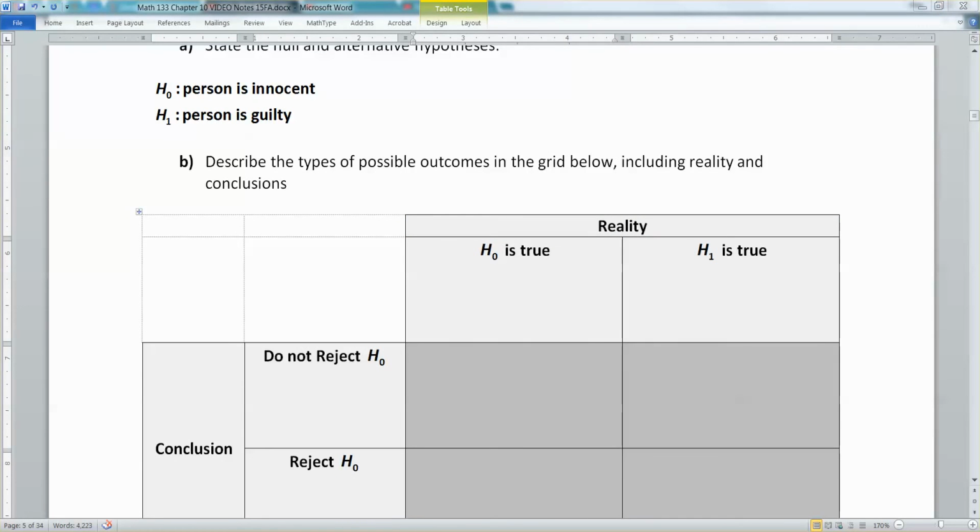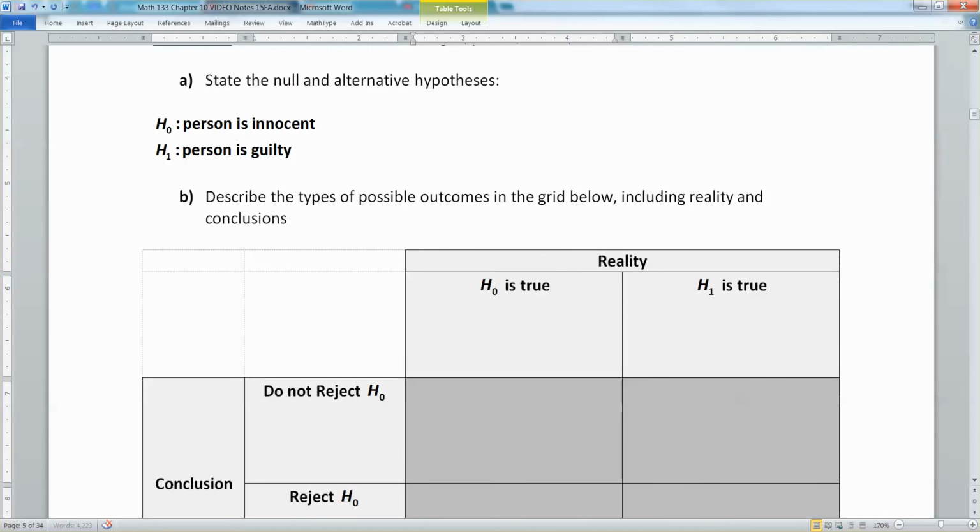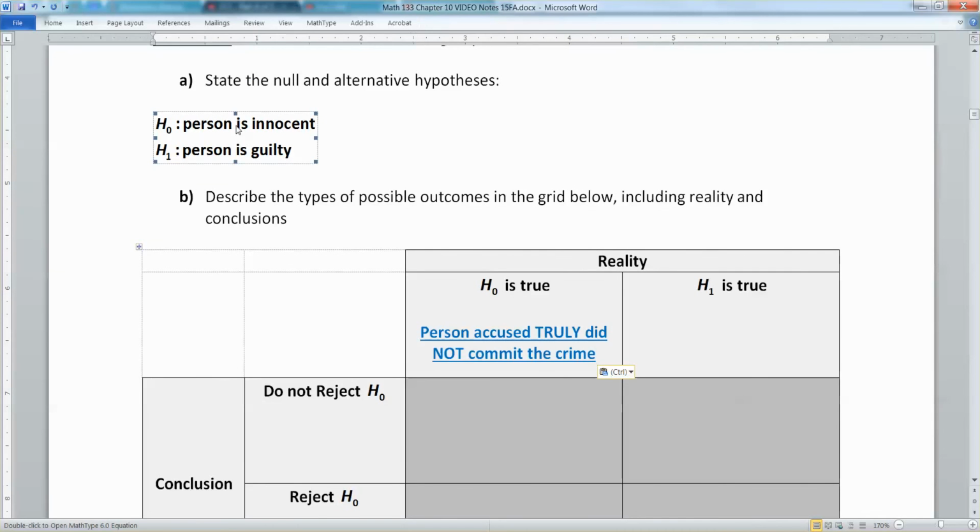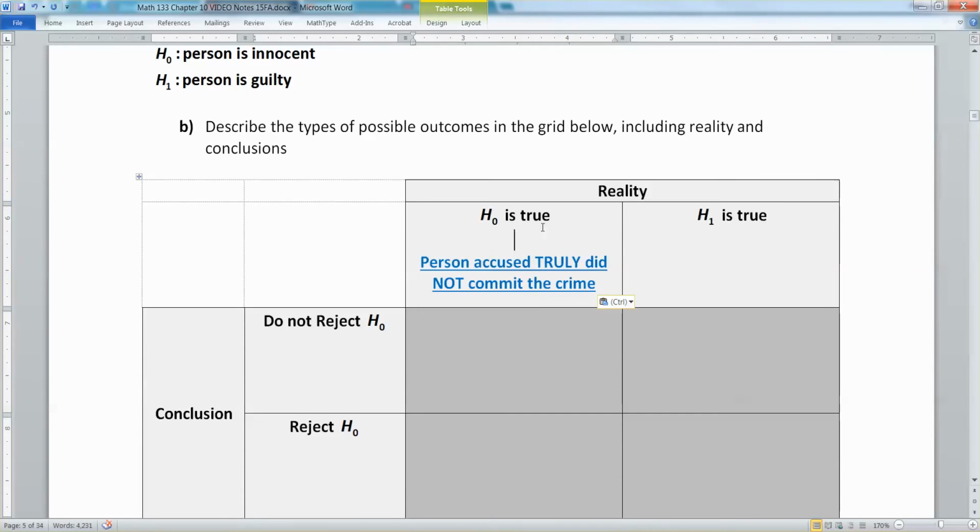So let's suppose in reality, the person accused truly did not commit the crime. So that means the null hypothesis, the innocence hypothesis, is actually true. Okay, so if that's reality, then I could have it so that the alternative is actually true. So the person accused actually did commit the crime. So those are the two possible realities. And we're, of course, assuming a binomial thing here. Either you did it or you did not do it. Right? There's no in between.